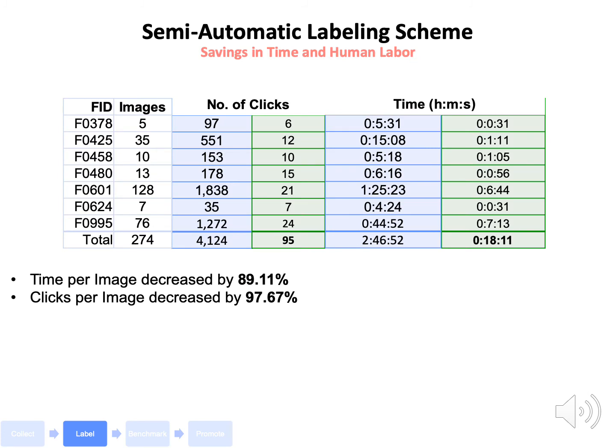So how much time do we save doing this as opposed to having a human sit back and click away? Time per image decreased by about 89%, and clicks per image, which is the number of either keyboard or mouse inputs, decreased by 97.67% per image. So you can see here that we took 7 sample families and compared the two. Doing it manually, entirely without the semi-automatic process, took almost 3 hours, whereas using this, it took less than 20 minutes. And this is only 7 families of 1,000, so you can imagine that would scale up quite a bit. The number of clicks went from over 4,000 to under 100. So great savings was had by this.